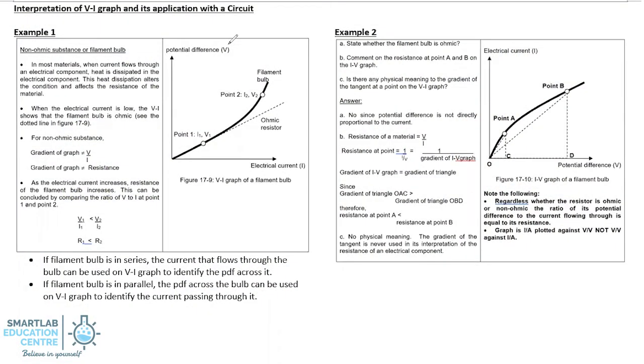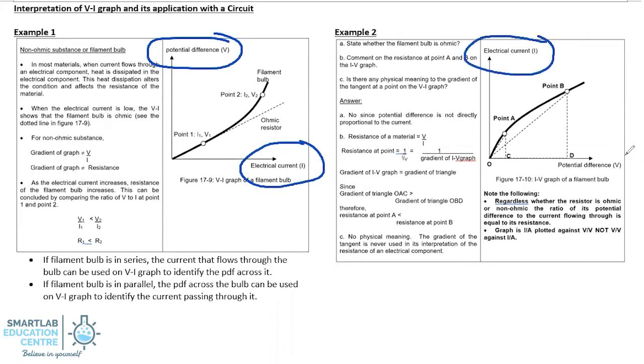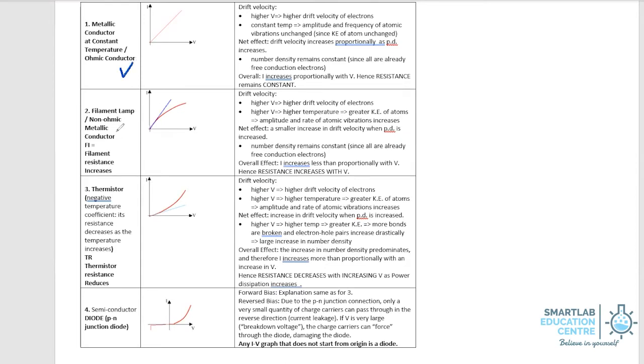Do take note that there are two types of graph. You can have the VI graph, like the one we used earlier, or at times, they can instead give you the IV graph. If they give you the IV graph, and this is the same graph for the filament bulb, you will find that you still ought to be able to conclude that resistance at B is higher than A. We have covered the ohmic resistance and also the filament bulb. And now we'll look at the thermistor.